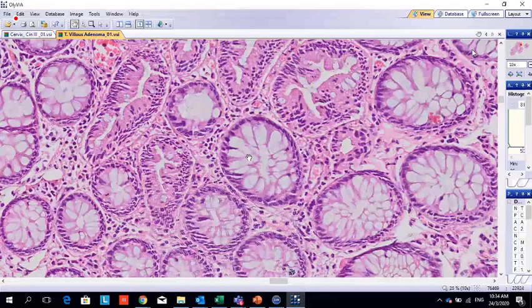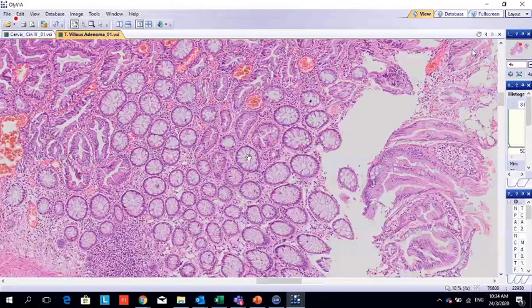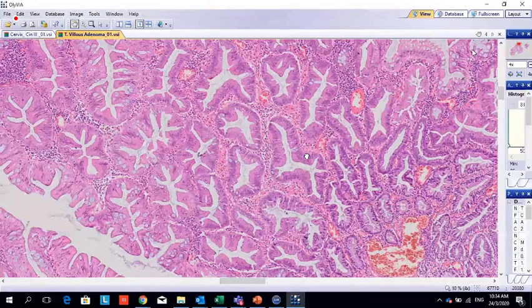Okay, compare this gland. This is a normal gland. Can you see the abundant goblet cells? A lot of goblet cells. Okay, compare with this gland. What happened to this gland?